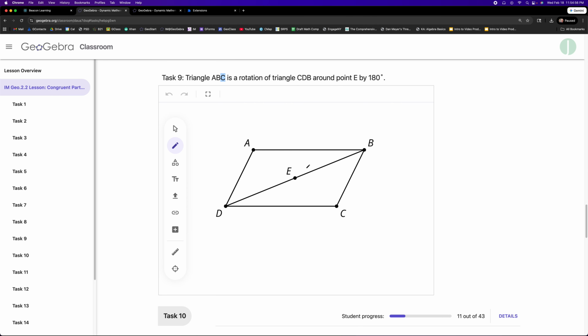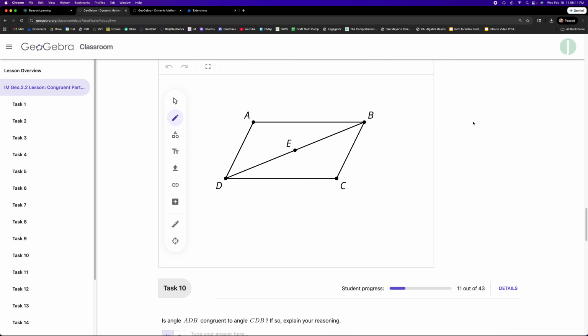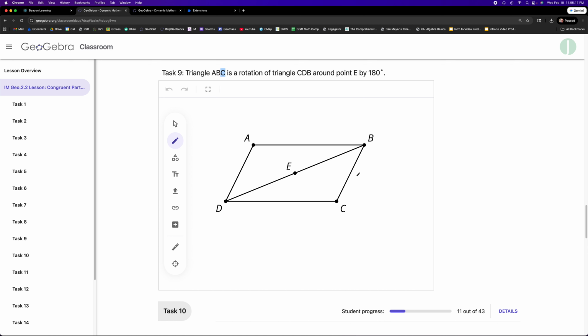CDB, we take that, we spin it around this point here, point E, right? Spin it 180 degrees, and it'll land where this triangle is. That letter right there is supposed to be a D. Okay, great. Now we know what we're going to be talking about for the next couple of problems here.